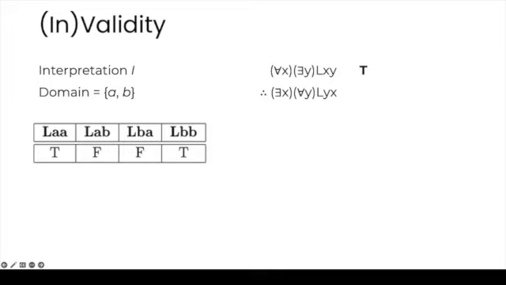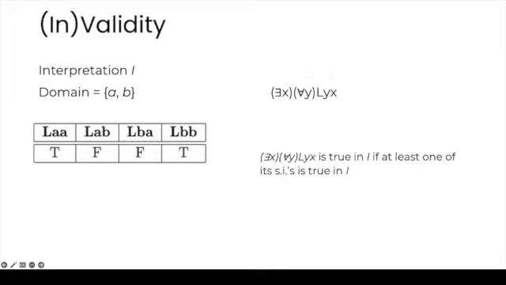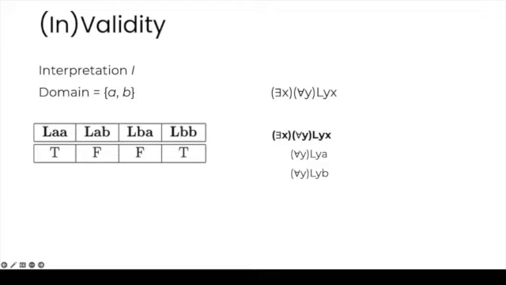Now let's show that the conclusion is false. So this is an existential sentence. There is an x for every y, Lyx. So it's going to be true if at least one of its substitution instances is true in I and false otherwise. This sentence has two substitution instances, which in this case are universal. So the first one is every y, Lya, and this has two substitution instances, Laa, Lba. And remember that this is going to be true if and only if both of those substitution instances are true and false otherwise. So we look at our table and the first one is true and the second one is false. So that means that our universal is going to be false because the second one, Lba, makes it false.